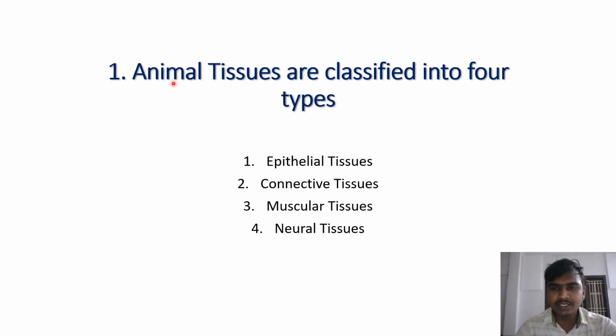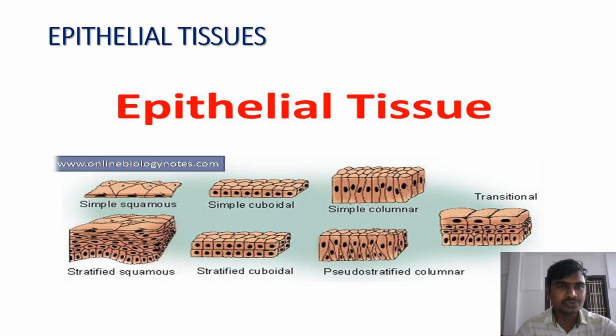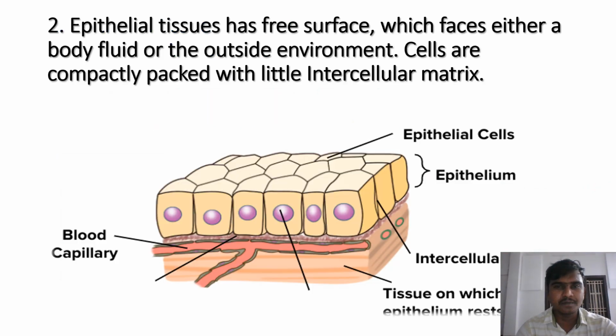In the CDF points, first point: animal tissues are classified into four types. The first one is epithelial tissue, then connective tissue, muscular tissue, and also neural tissue. These are the different types of epithelial tissue, students: simple squamous, simple cuboidal, simple columnar, stratified squamous, stratified cuboidal, pseudostratified columnar, and also transitional.